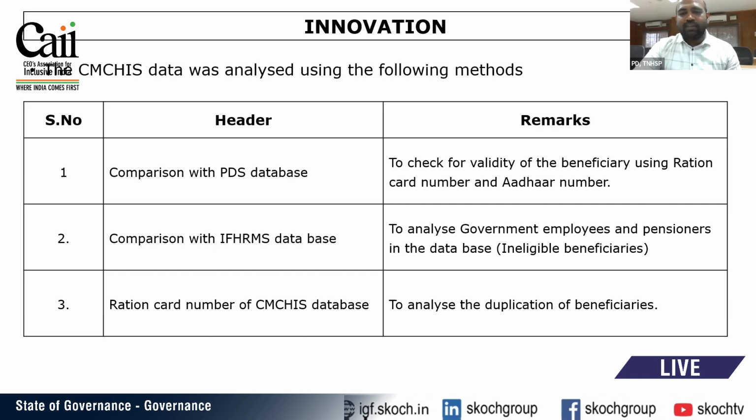Government employees and pensioners are ineligible under the scheme because they already have an insurance scheme, the new health insurance scheme. Hence, they are not eligible under the scheme, and also their income criteria will not be satisfied.